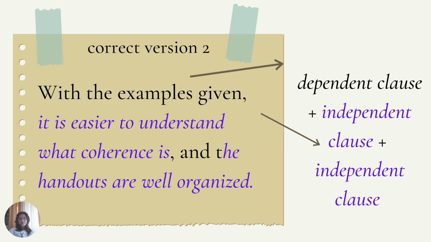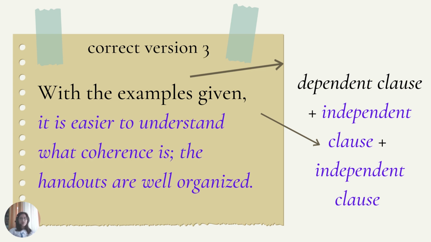So since the start of the sentence is a dependent clause, we need to put a comma before the independent clause. This one I have mentioned in tip number 3. So since in the next part of the sentence we are combining two independent clauses, the two blue clauses, we need to put a comma and the coordinating conjunction and. Okay?